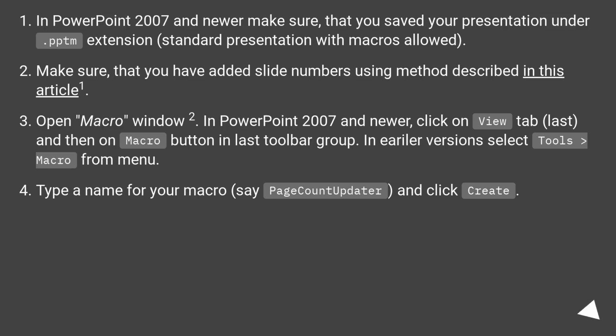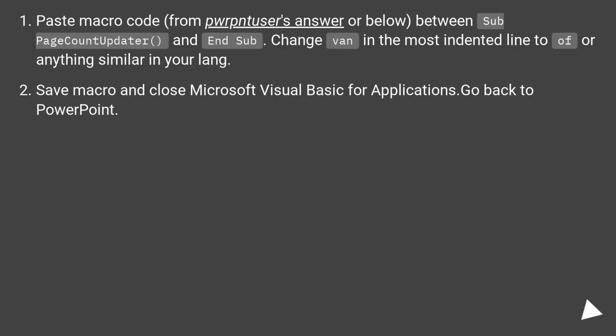Open macro window 2. In PowerPoint 2007 and newer, click on the View tab, last, and then on the Macro button in the last toolbar group. In earlier versions, select Tools > Macro from the menu. Type a name for your macro, say page count updater, and click Create. Paste the macro code from PowerPoint user's answer or below between sub page count updater and end sub. Change "van" in the most indented line to "of" or anything similar in your language.